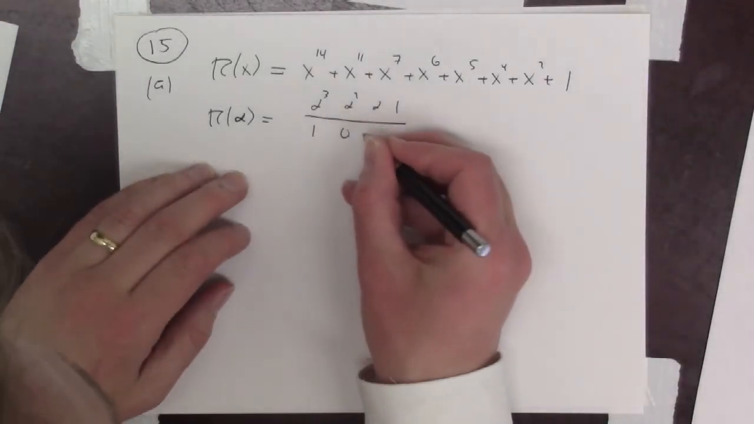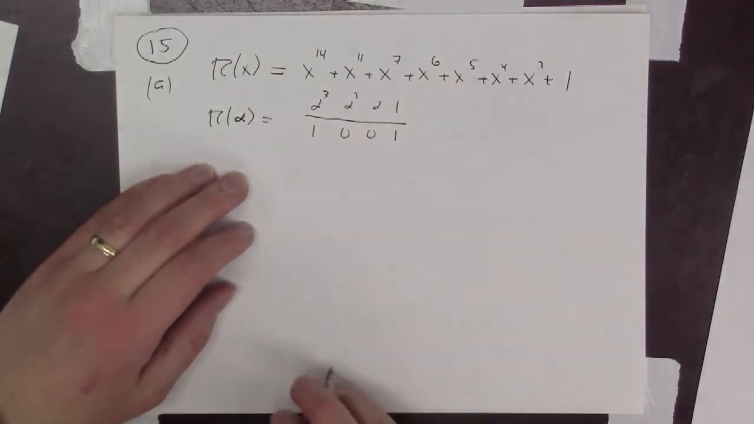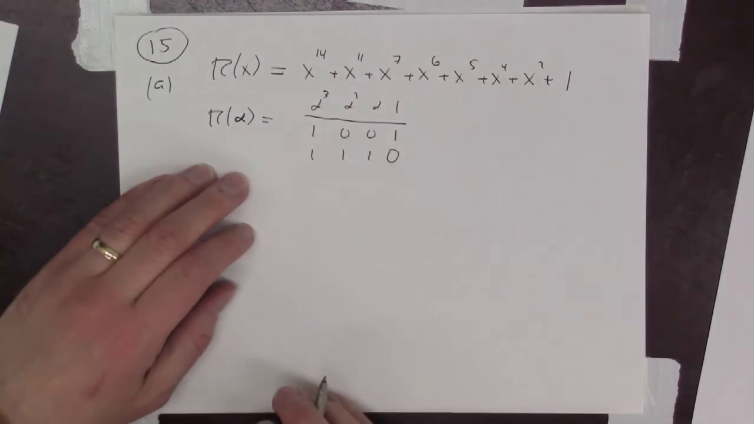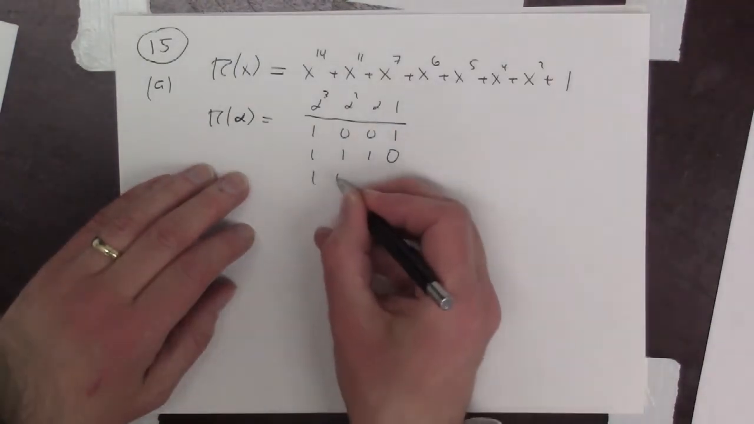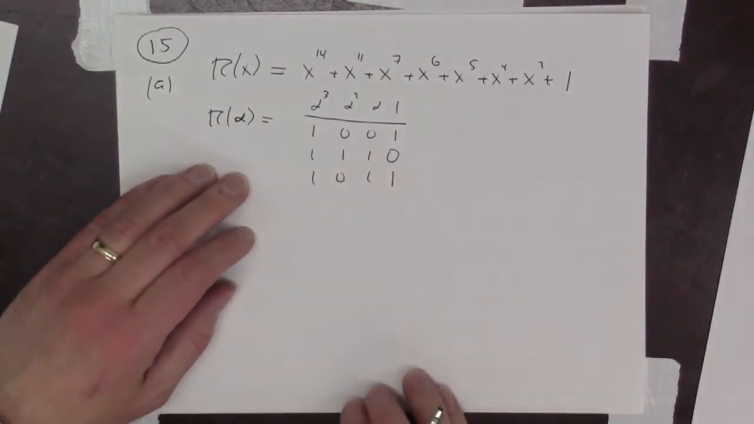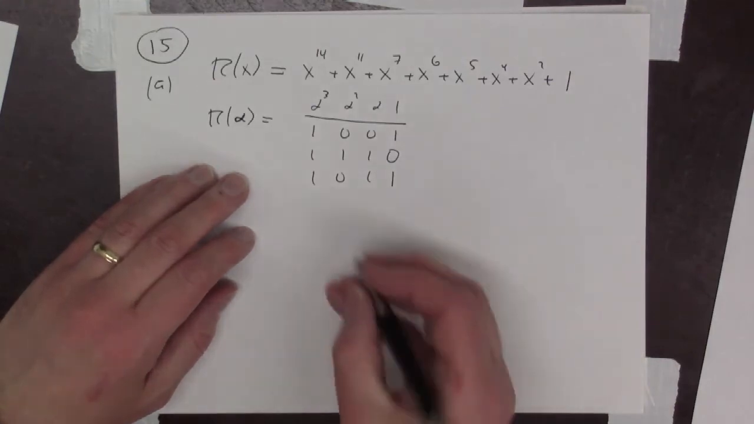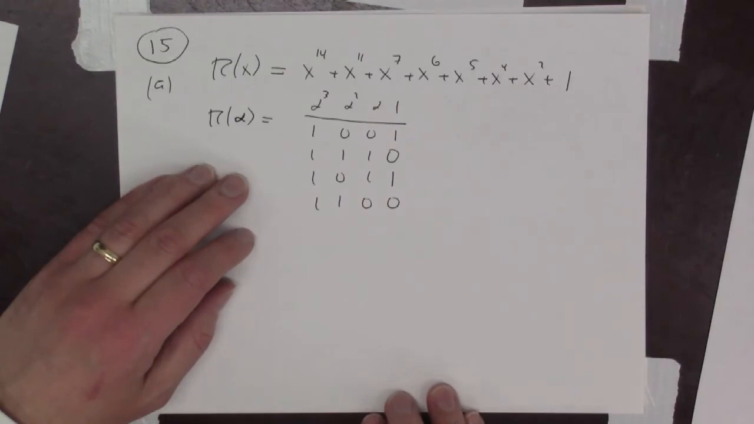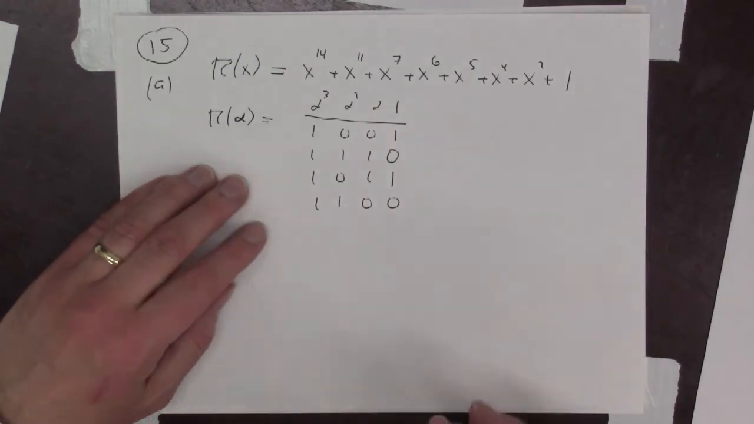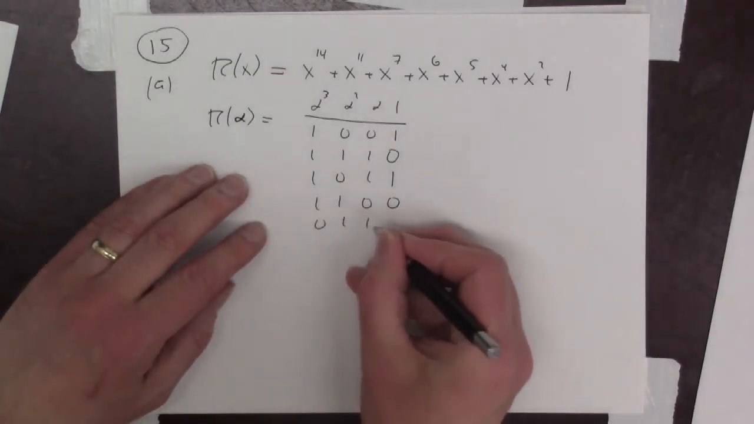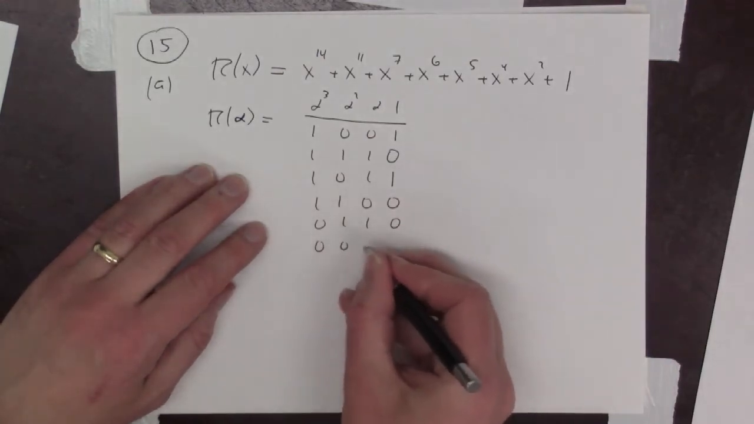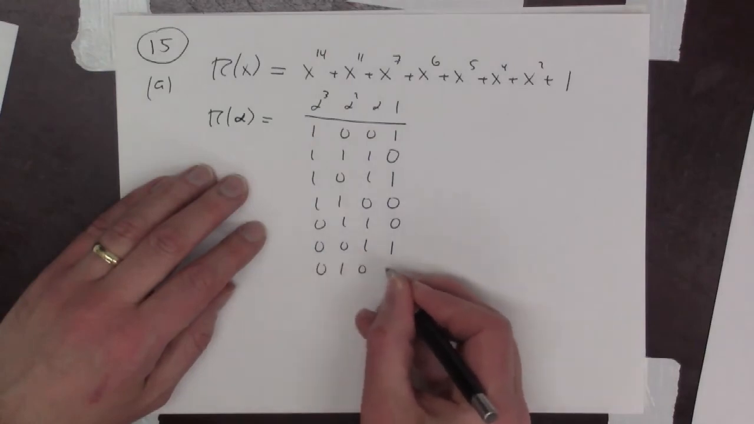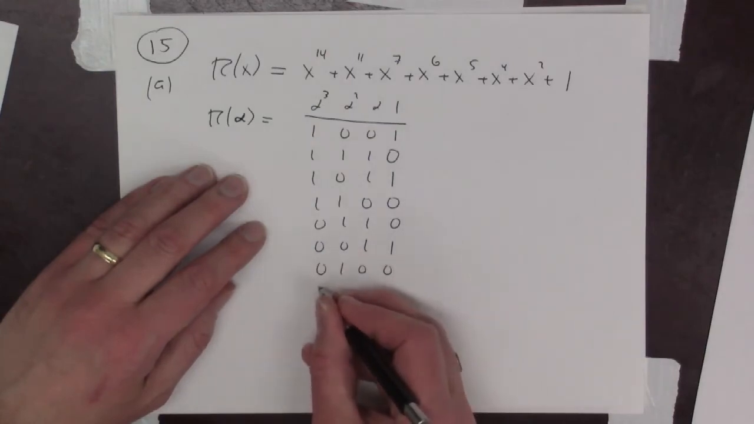Alpha to 14, 1, 0, 0, 1. Alpha to 11, 1, 1, 1, 0. Alpha to the 7, 1, 0, 1, 1. Alpha to the 6, 1, 1, 0, 0. Alpha to the 5, 0, 1, 1, 0. Alpha to the 4, 0, 0, 1, 1. And then we get alpha squared. And then we get constant 1.